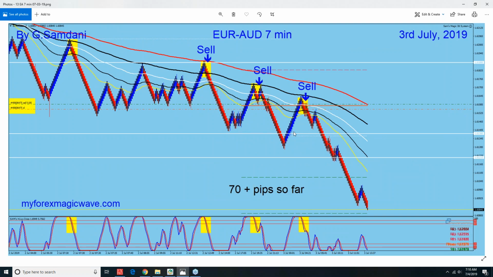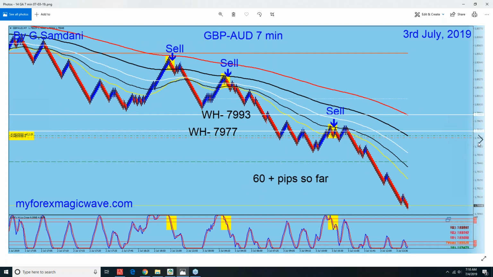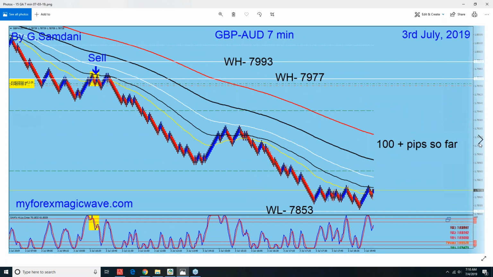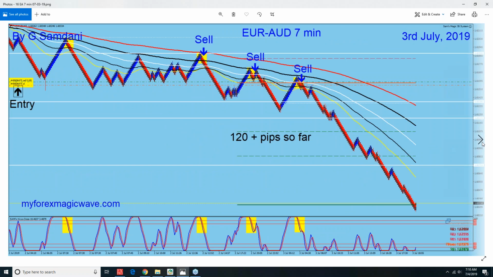I'm going to show more than that. This is the same chart, you will see it again. Euro Aussie and pound Aussie both. So this is pound Aussie, right? And they were continuing going to the downside. The pound Aussie ended up here for 100 pips. The entry was there, right? Break of 79.93 all the way down to 78.53. And then we had this euro Aussie, just saw the 70 pips that it was here, right?